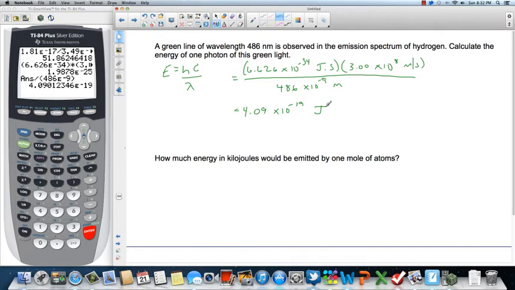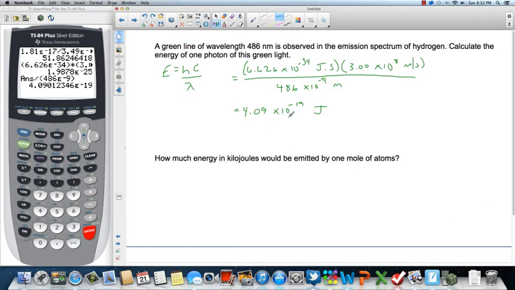That's not a huge amount of energy, and it should make a lot of sense because it's only one photon. But to gain a better appreciation, we've got this follow-up question: how much energy in kilojoules would be emitted by 1 mole of atoms?